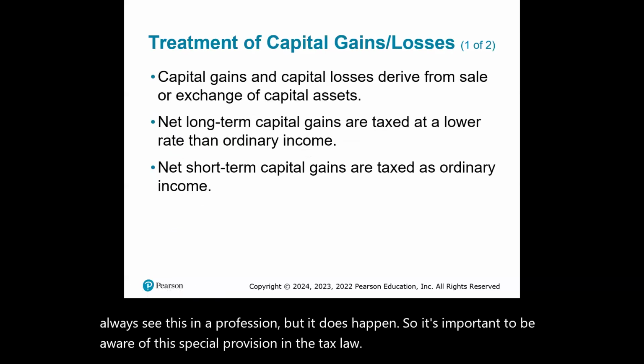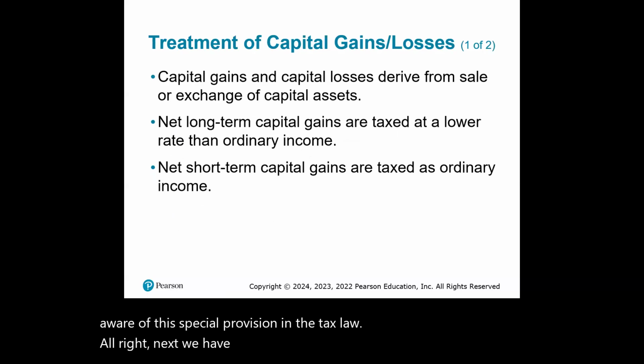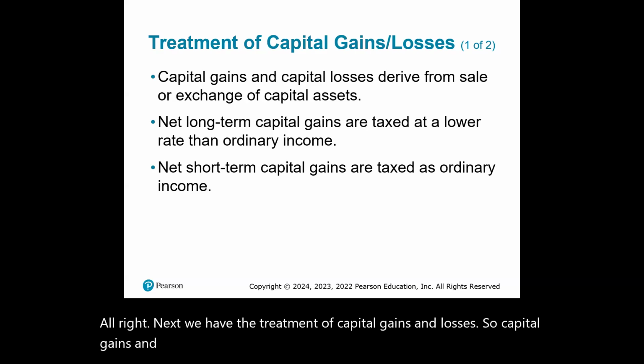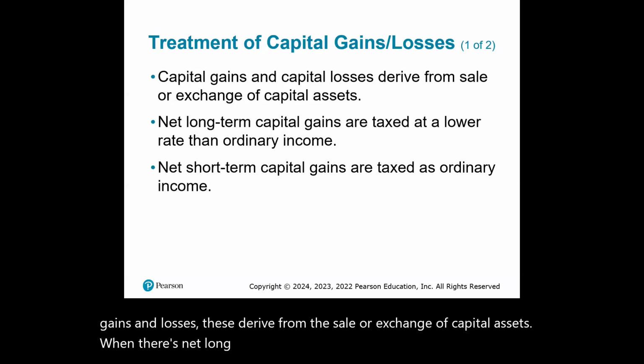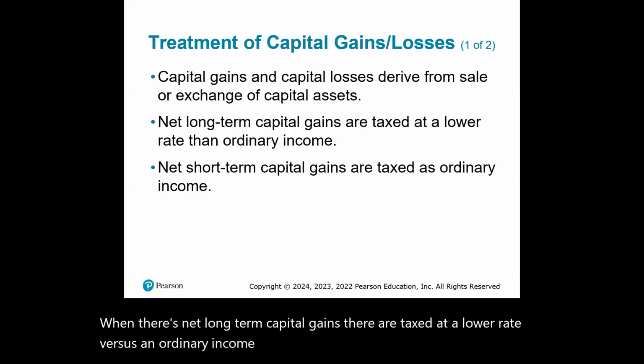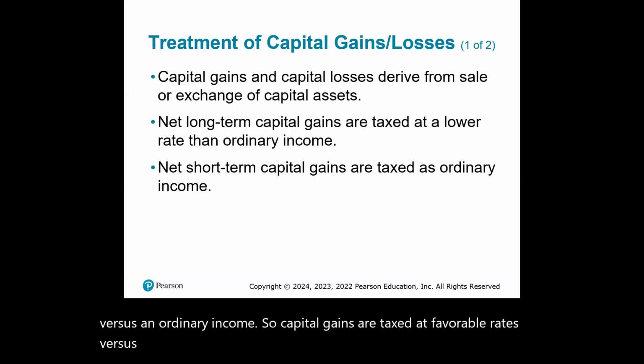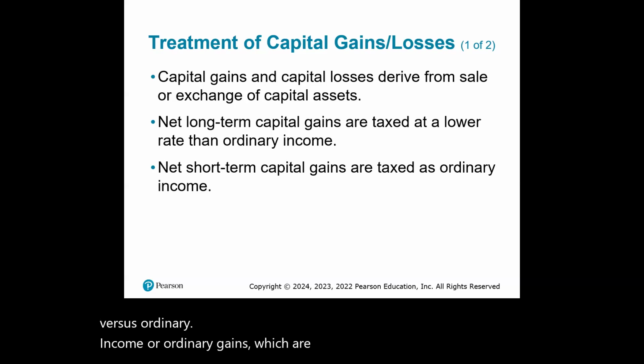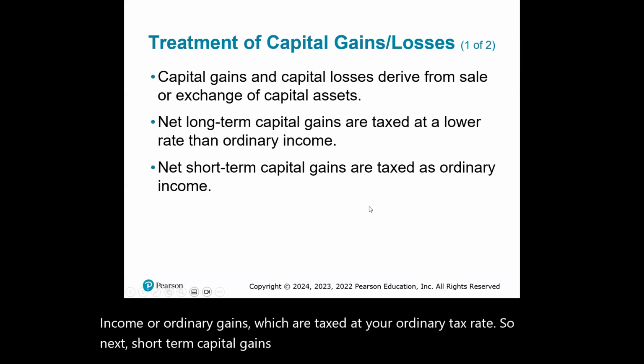All right, next we have the treatment of capital gains and losses. Capital gains and losses derive from the sale or exchange of capital assets. When there are net long-term capital gains, they are taxed at a lower rate versus ordinary income. So capital gains are taxed at favorable rates versus ordinary income or ordinary gains, which are taxed at your ordinary tax rate. So net short-term capital gains are taxed as ordinary income.